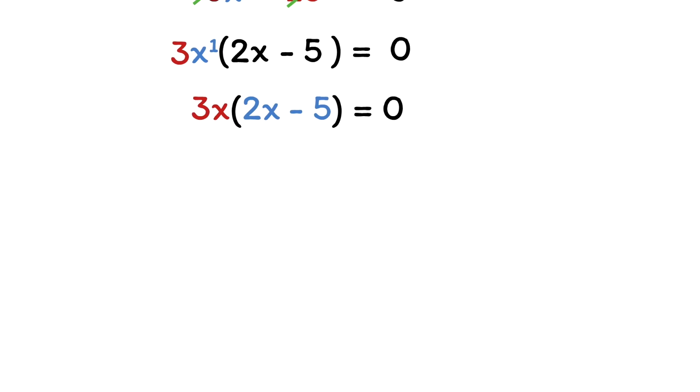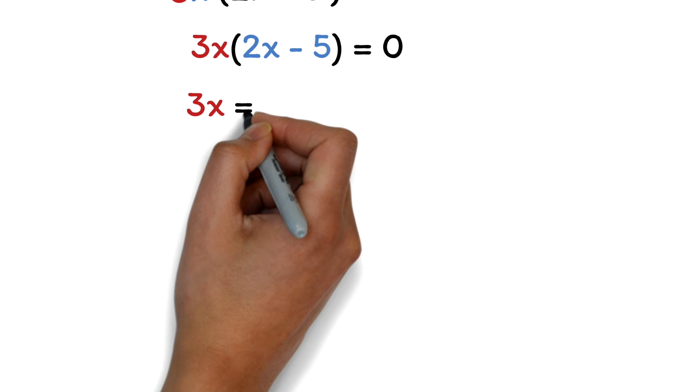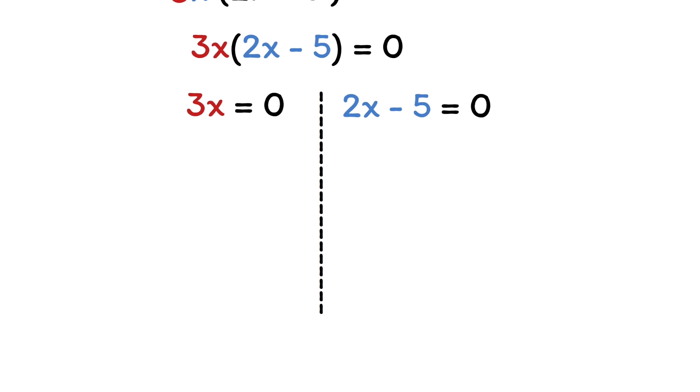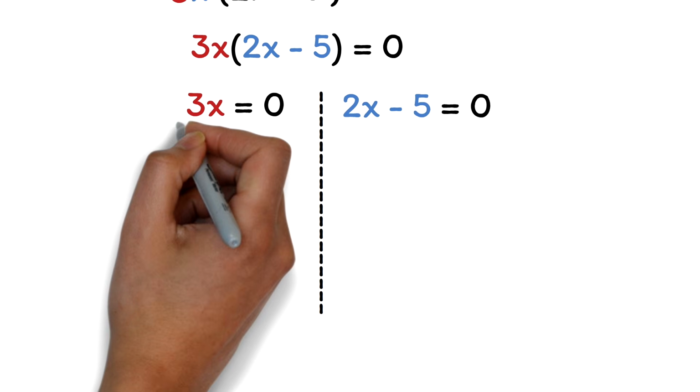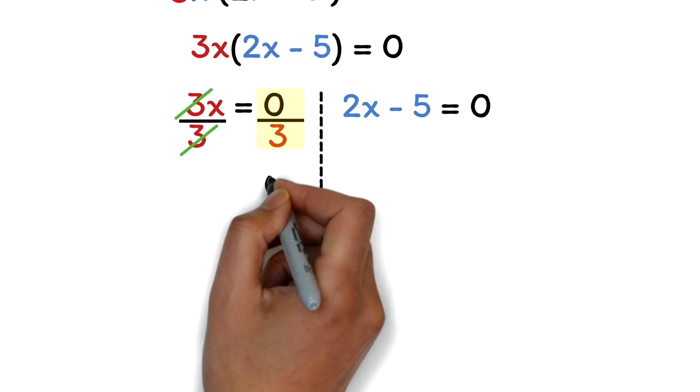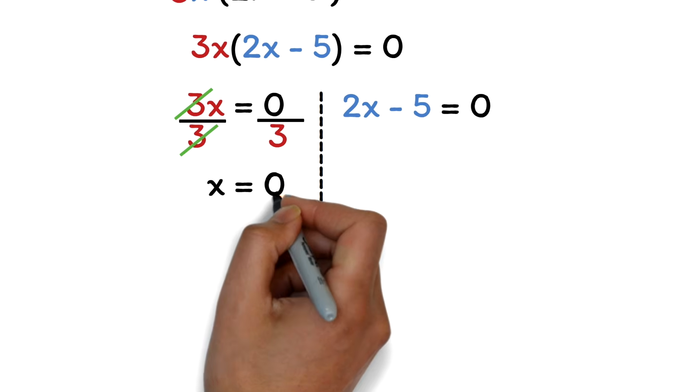Now to solve, we can set either 3x equals 0 or 2x minus 5 equals 0. Then we solve for x in both equations. For 3x equals 0, divide both sides by 3. The 3 cancels out. 0 over 3 is 0, so x equals 0.